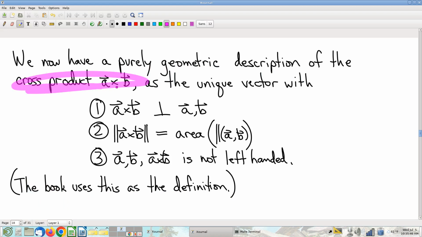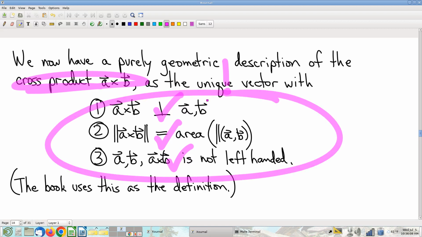The cross product is the unique vector that's orthogonal to the inputs, whose magnitude is the area of the related parallelogram, and that makes this not in left-handed order. There will always be exactly one such vector. Notice that all 3 of these features are geometric. This is a purely geometric characterization, and again, perfectly acceptable as an alternative definition for the cross product.